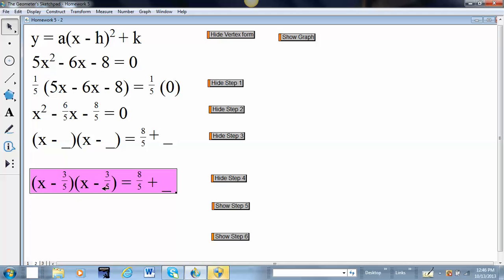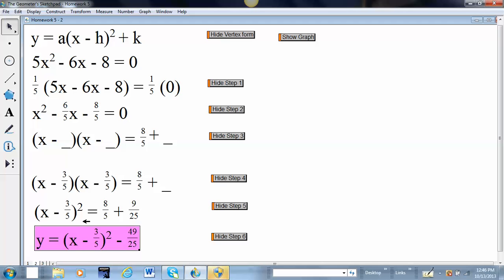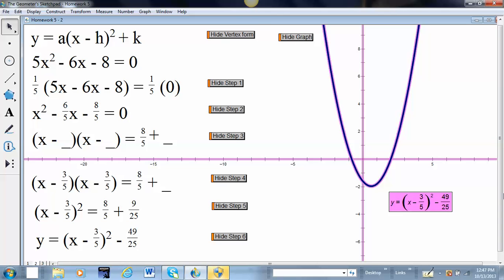But again, we're going to have an extra number here. Our extra number is going to be 9/25, which I already put on the right side over here. And we just have to add these two fractions, add them up and set it equal to y, and bam. We have y equals x minus 3/5 quantity squared minus 4/25. And again, it looks very similar to our original standard form. Now we can graph this, and here we go.